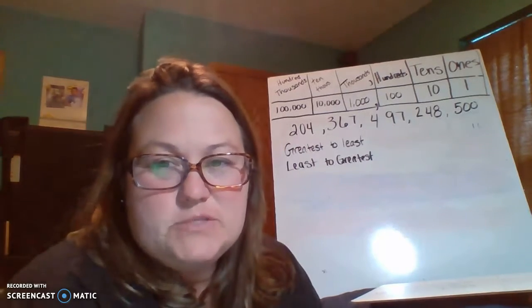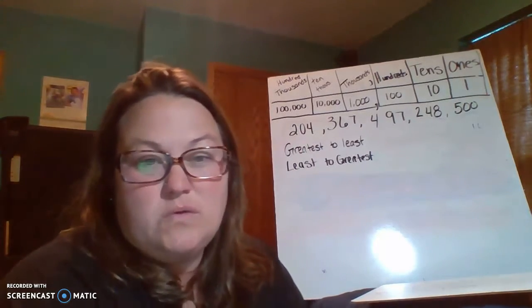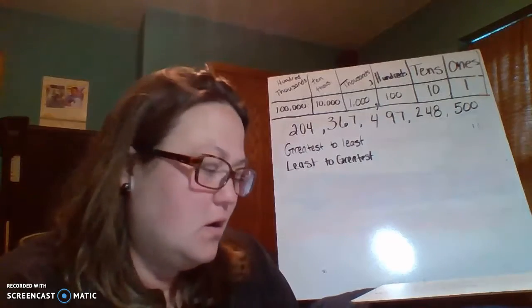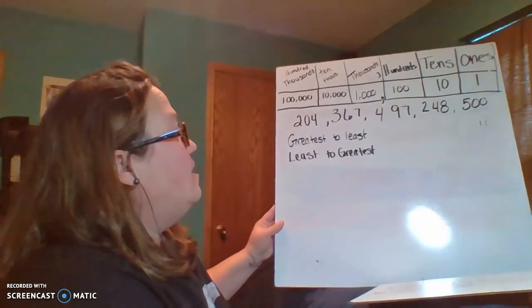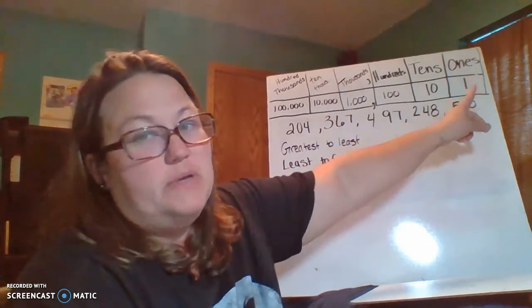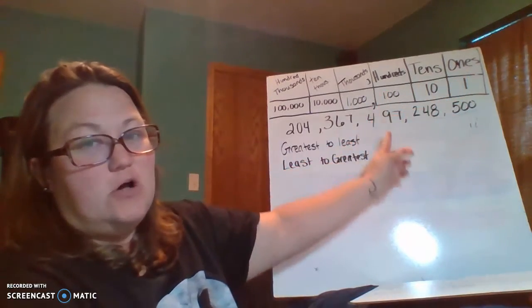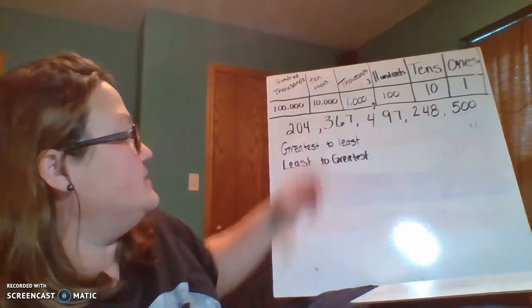Hey guys, so just a really quick review and then some info on ordering numbers. So let's start with our place value. We've got ones, tens, hundreds, comma, thousands, 10,000s, 100,000s.